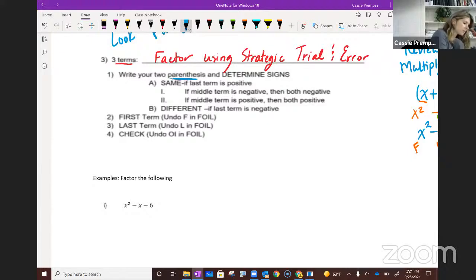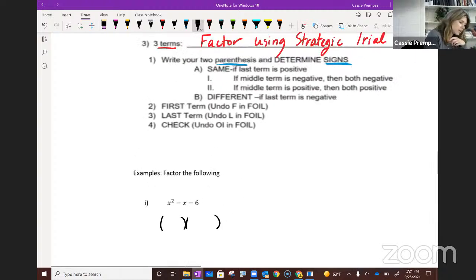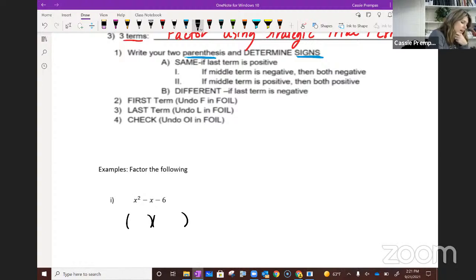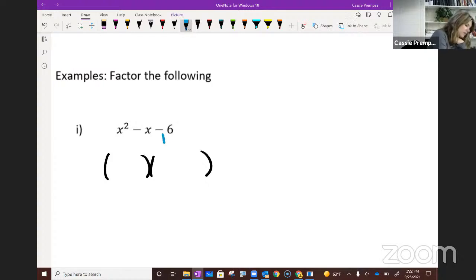Write your 2 parentheses and determine the signs. So if I have a trinomial like this one, I know it came from 2 parentheses multiplied out, just like you guys just did. Now, inside the parentheses, it will either be plus and minus, or plus and plus. Here's how we know. We're still on step 1. You're going to have the same 2 signs if the last term is positive. You're going to have different signs if the last term is negative. So let's look at the last term. Is that a negative or a positive? Negative.